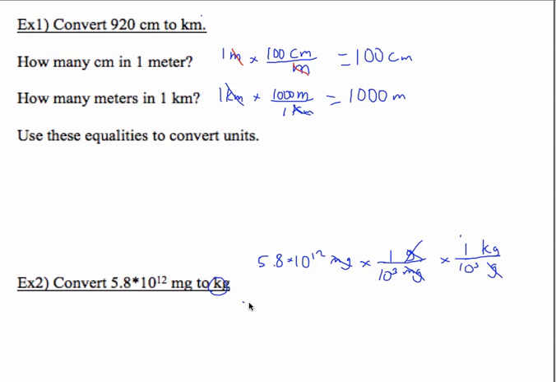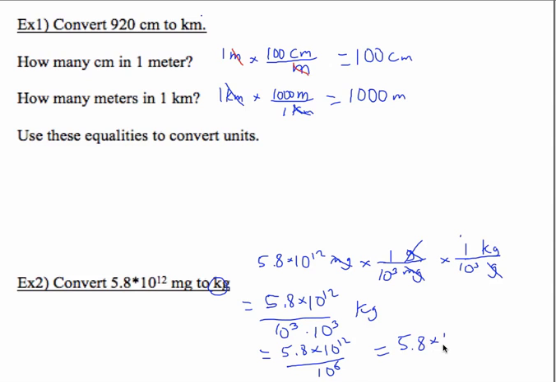So what we have here is 5.8 times 10 to the power of 12 divided by 10 to the power of 3 times 10 to the power of 3 kilograms. We could write this out in regular notation and figure that out. But actually, let's just simplify the denominator. That is 10 to the power of 6. So when you divide, you just subtract the exponents, and you get 5.8 times 10 to the power of 6 kilograms.